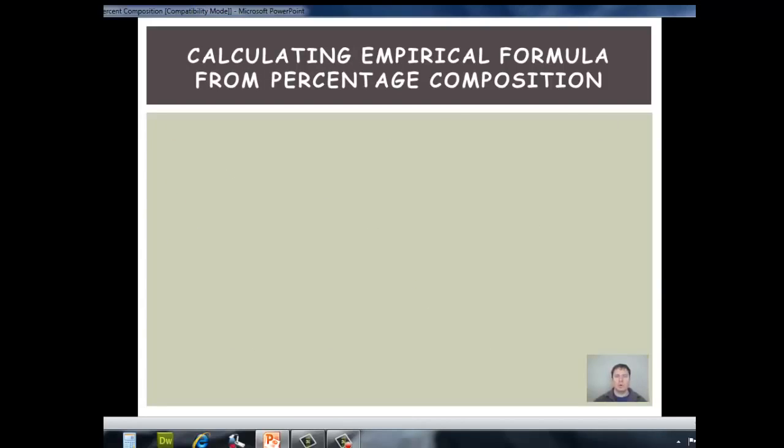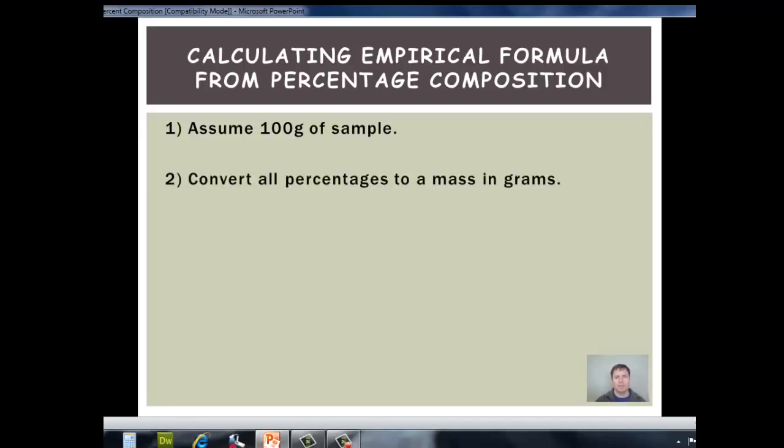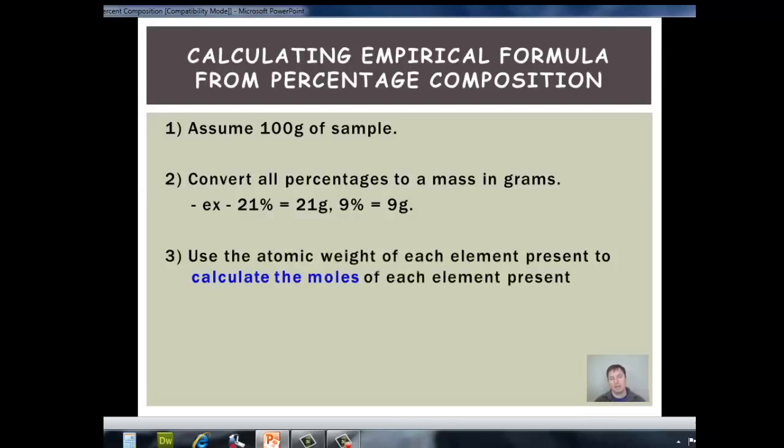Okay, guys, just a quick review of how to do the empirical formulas. You may want to copy this down. It'll help you to remember. First, assume there's 100 grams of the sample. Second, convert all those percentages to a mass in grams if we are assuming 100. That way, percentage just becomes grams. So 21% becomes 21 grams. 9% becomes 9 grams. Seriously.